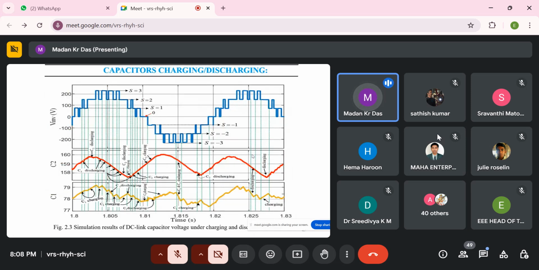And now this is the charging and discharging of the capacitors for every level. Here we have mentioned level 1, level 2, level 3. When a capacitor is charged, here we can mention C2 will be discharged, and here C1 will be charged. So this is the charging and discharging we have mentioned.